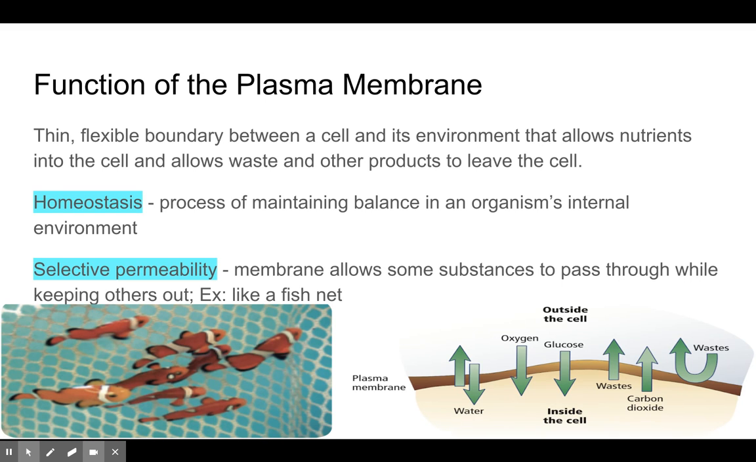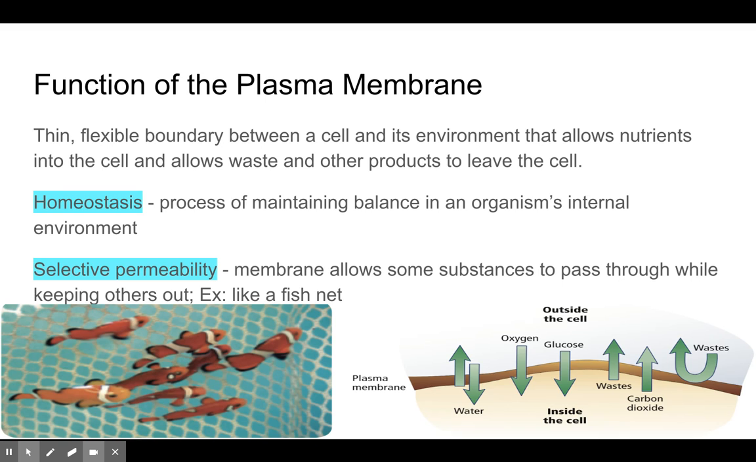So you'll hear the term selective permeability a lot when we talk about the plasma membrane. And it's exactly how it sounds. It is selective in what it allows to pass through. So it allows some substances to pass through while keeping others out. So it really is like a fishnet.